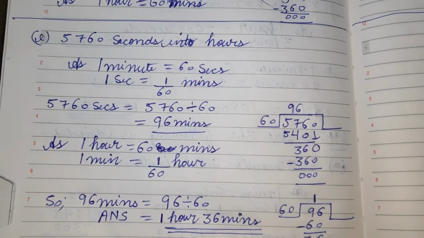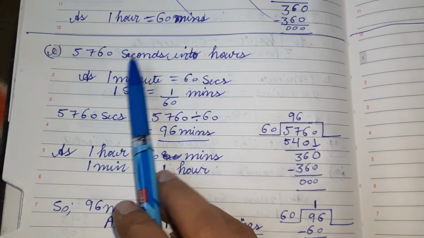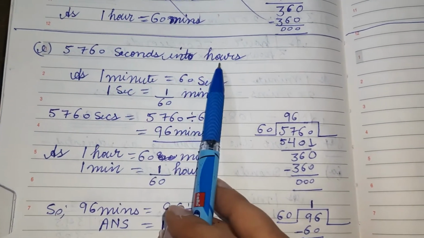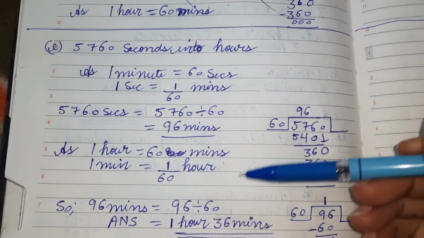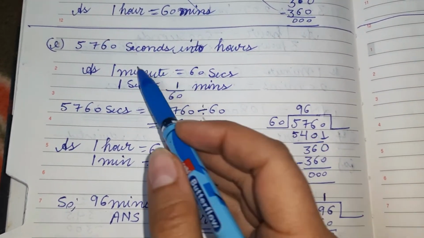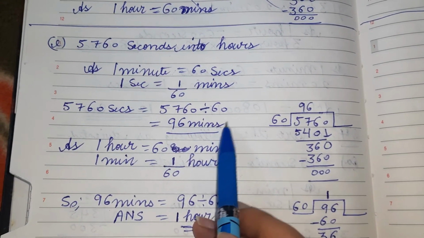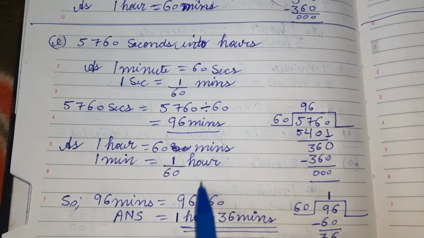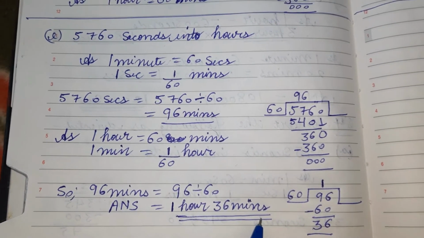Coming to a different type now, E part, it says 5760 seconds into hours. So how to convert into hours directly from seconds? We will go step by step. First we will divide by 60 and get the answer in minutes. Then we will divide the same answer in minutes by 60 again, and we'll get the answer finally in an hours and minutes combination. Let's start.